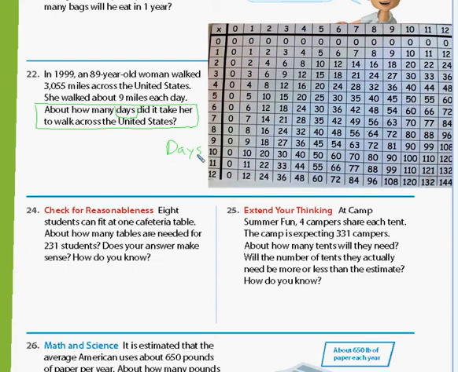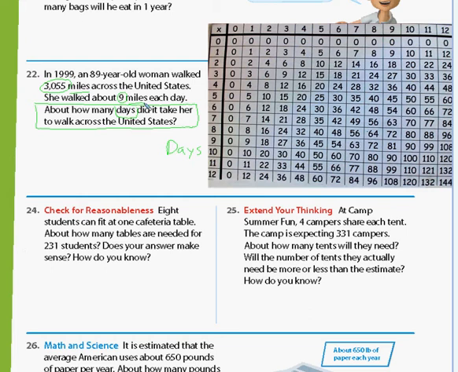Okay, and we're going to circle some important information. So she walked 9 miles each day, and it is 3,055 miles across the United States. Looks like a division problem to me. We'll talk about the labels though too. Got to underline that label and underline that label. So it's miles and miles and days.